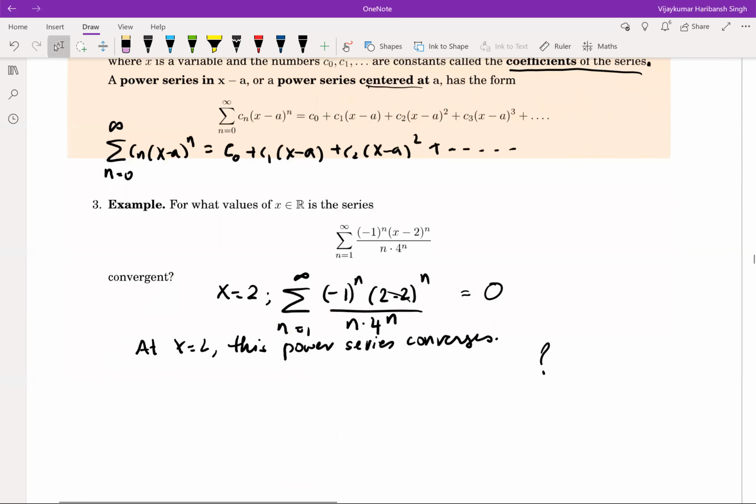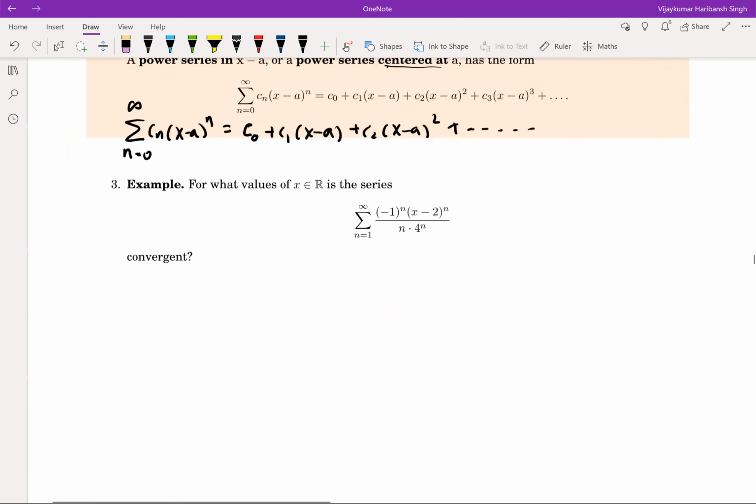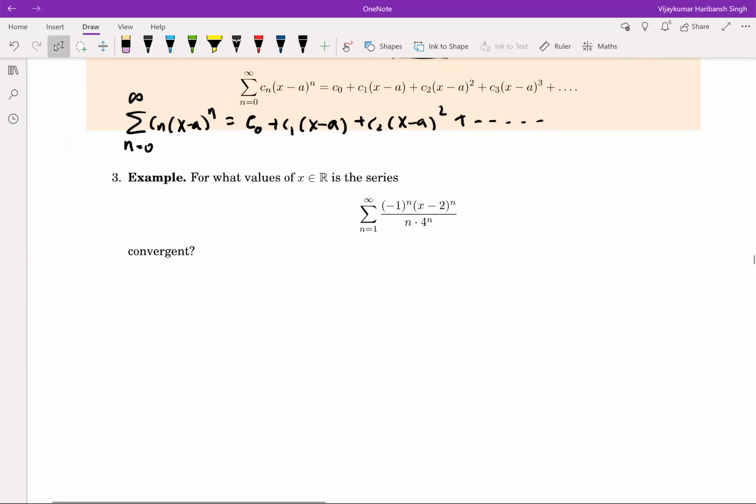So for what values does it converge? We know for sure for x equals 2 it converges, but what are the exact values for which it converges? So now we'll use the ratio test to decide that.